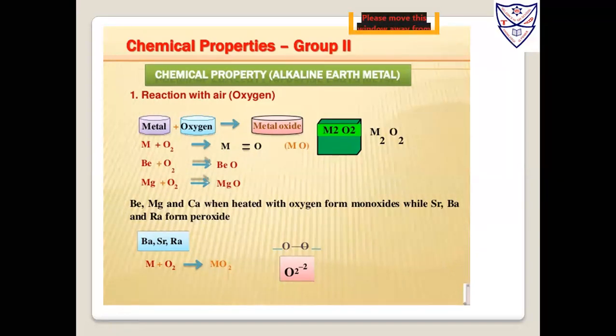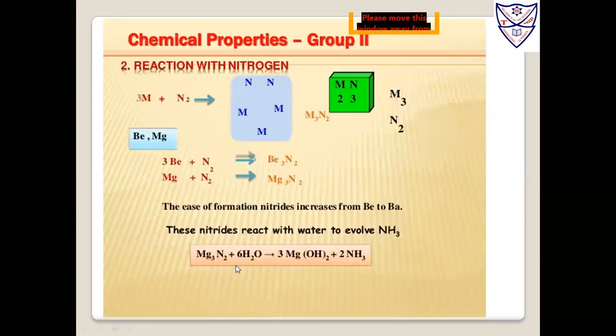Reaction with the air: metal plus oxygen gives a metal oxide. So beryllium, Be plus O2 gives BeO. How? Be is Be2+, oxygen is O2-, so it becomes BeO. So Mg plus O2 gives MgO. Beryllium, magnesium, calcium when heated with oxygen form monoxide, while strontium, barium and radium form peroxide. That is O2 2-, so it's a peroxide, MO2.